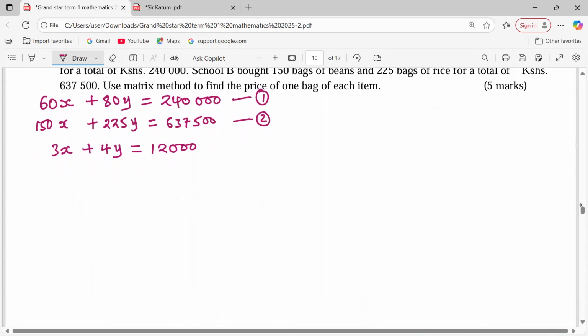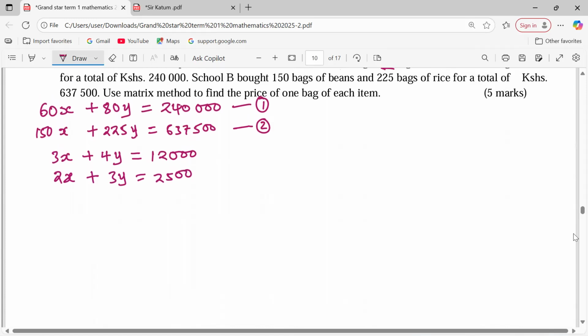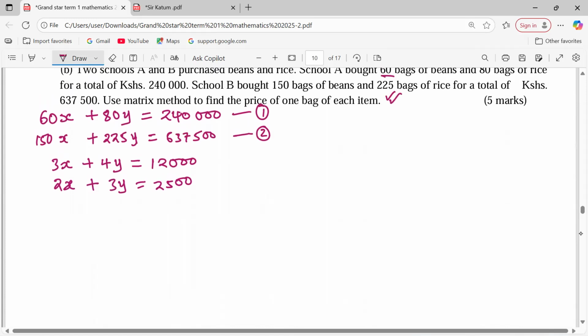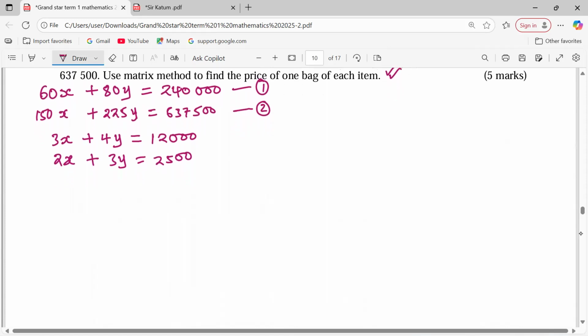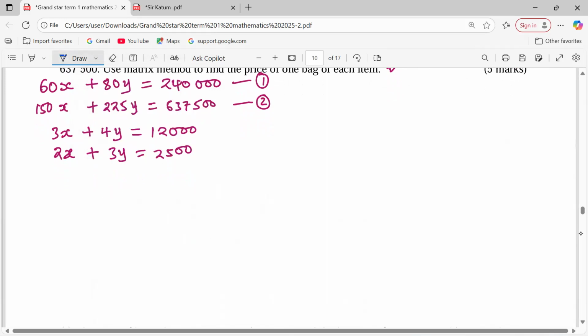The second equation, we can divide it by a common multiple like 75 so that we get 2x plus 3y, and this is giving us 8500 that way. So we have the linear equations simplified. How do we proceed to solve using the matrix method? Now we extract a matrix equation. For you to extract a matrix equation, this matrix equation is supposed to be having 3 matrices.